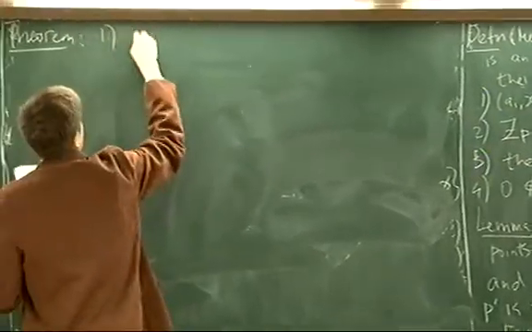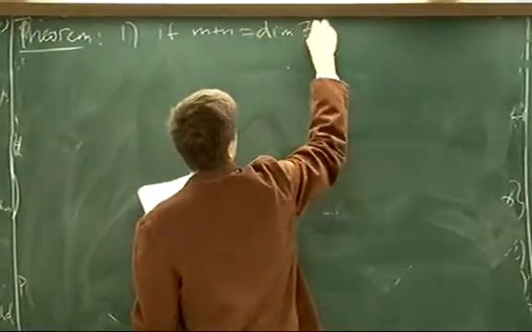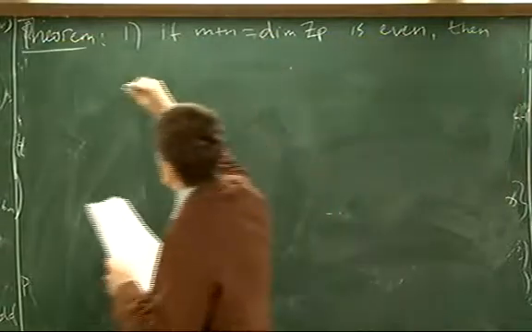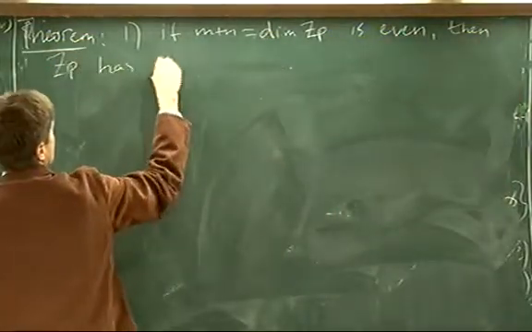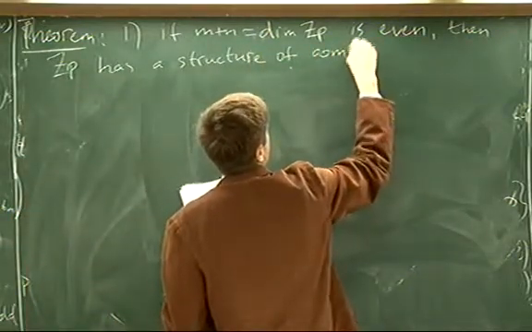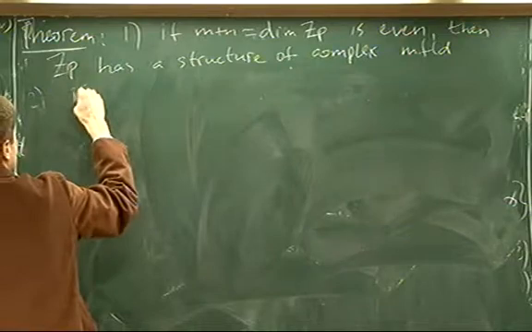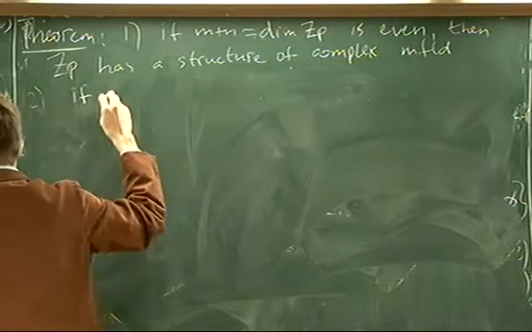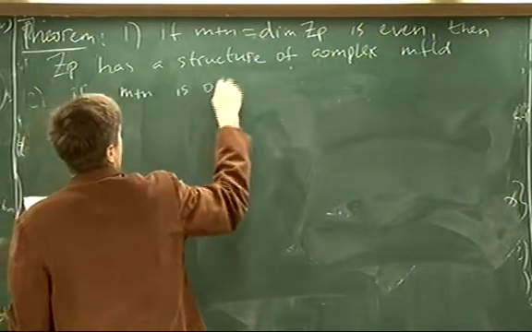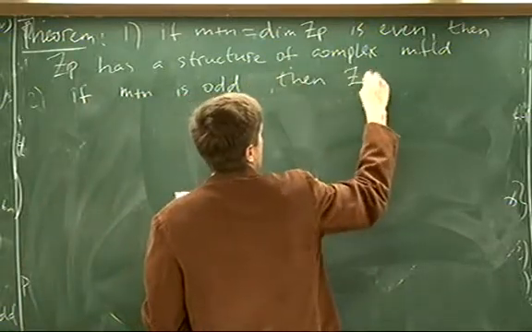First, if m plus n is even, this is the dimension, right? The dimension of that is even, then let ZP have the structure of a complex manifold. And second, if m plus n is odd, then let ZP times S^1 have the structure of a complex manifold.